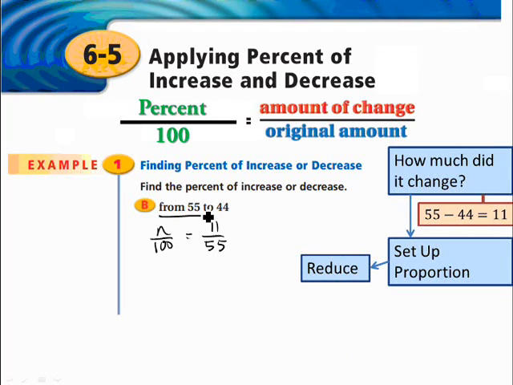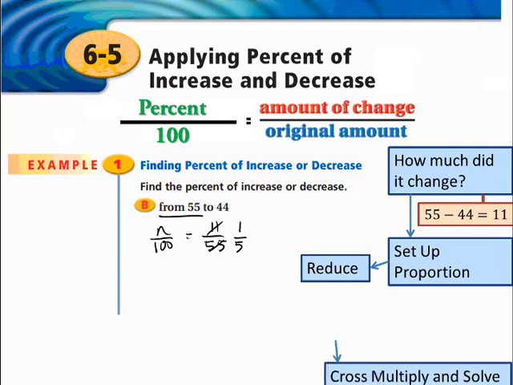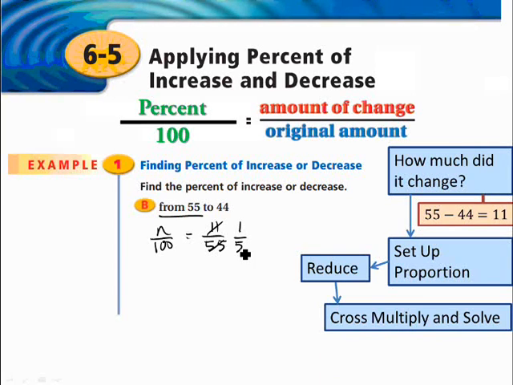Let's go ahead and reduce this ratio before we continue to solve it. We can divide 11 and 55 both by 11, reducing this to 1 over 5, a much simpler ratio to use in our solution. Next, cross multiply and solve. 100 equals 5n, divide both sides by 5, and n equals 20.